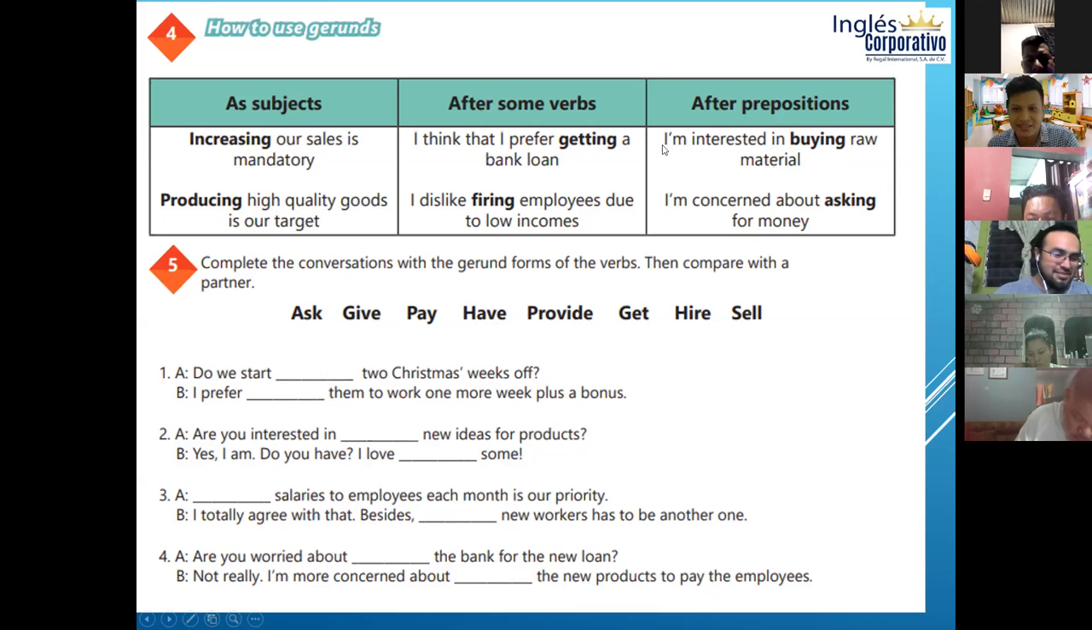Okay, as you see, guys, here, esta es una estructura un poco extraña, sumamente rara. Ya estamos hablando un poquito más avanzado. Yo estoy interesado. Interesado, este está en pasado, como lo decimos en español y no nos damos cuenta. In buying, in, como lleva esta preposición, the next verb, we're gonna have ing. Buying raw material. Estoy interesado en comprar, no comprando, en comprar materia prima. Okay. Thank you, Carlos.